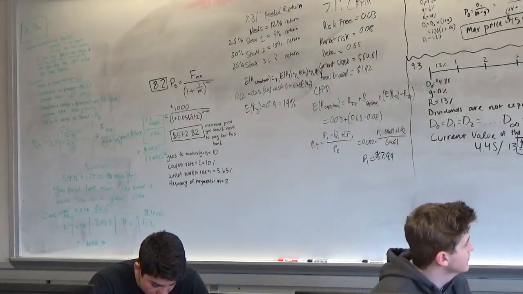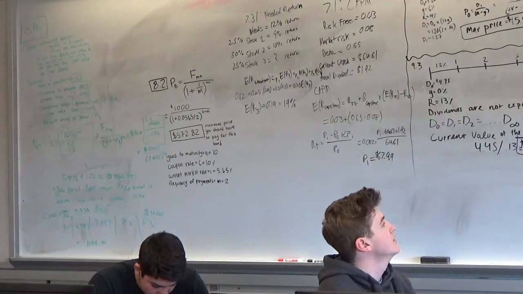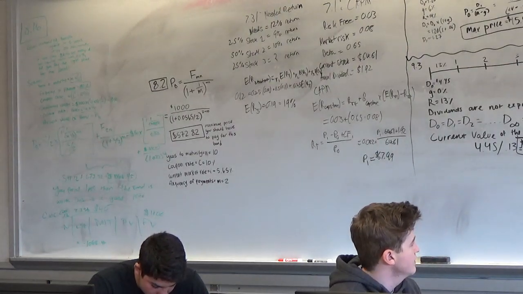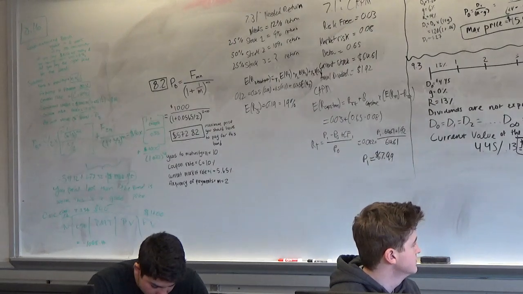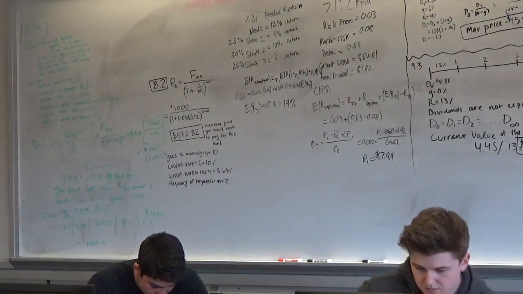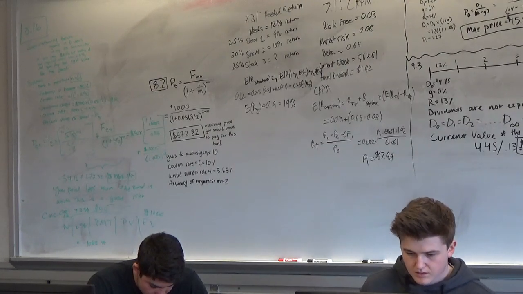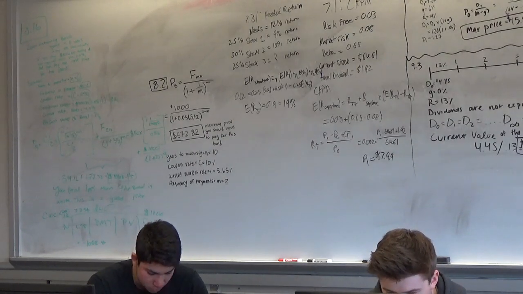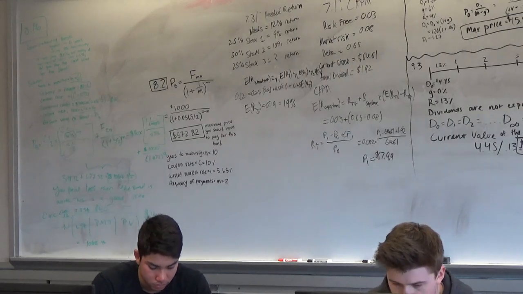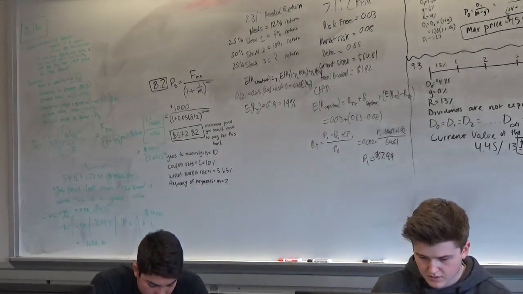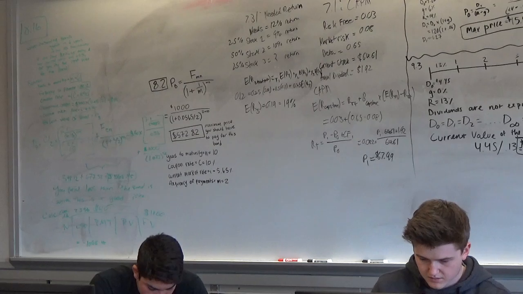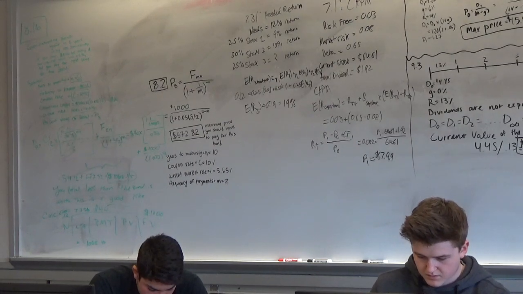Alright, so my first problem was 8.1, and pretty much a corporation is issuing a 10-year bond with a coupon rate of 8%, and the interest rate for similar bonds is currently 6%. What we're trying to find is the value of the bond. So you have a maturity of 10, coupon rate of 8%, and to find the annual coupon you do 1,000 times 8%, which gives you $80.